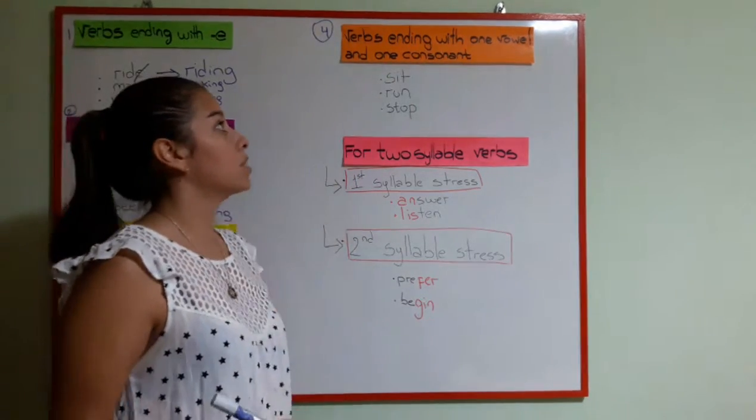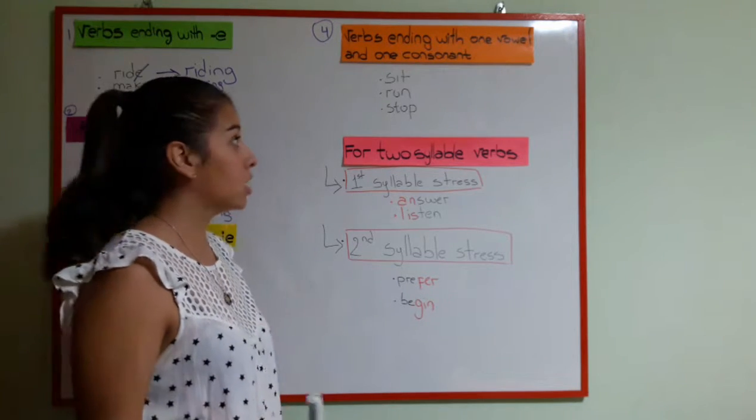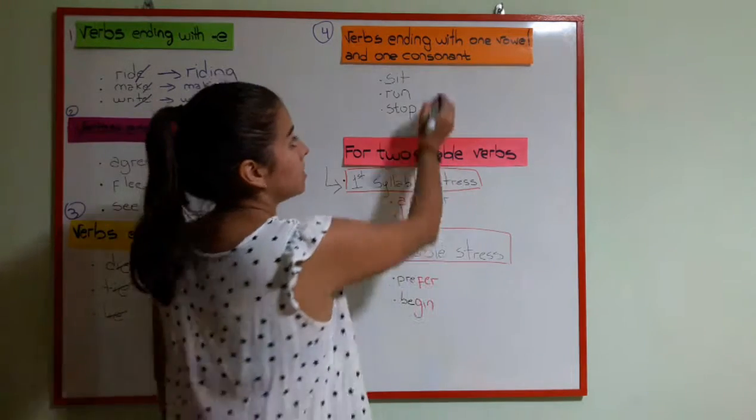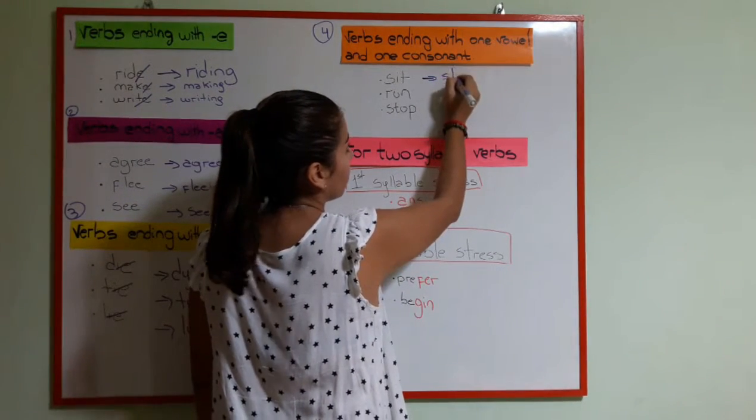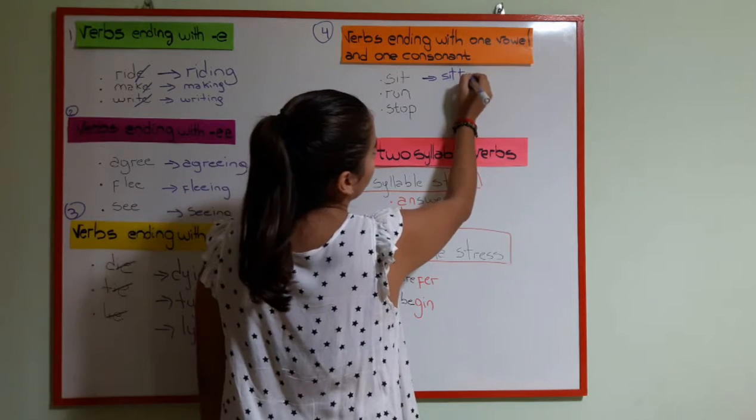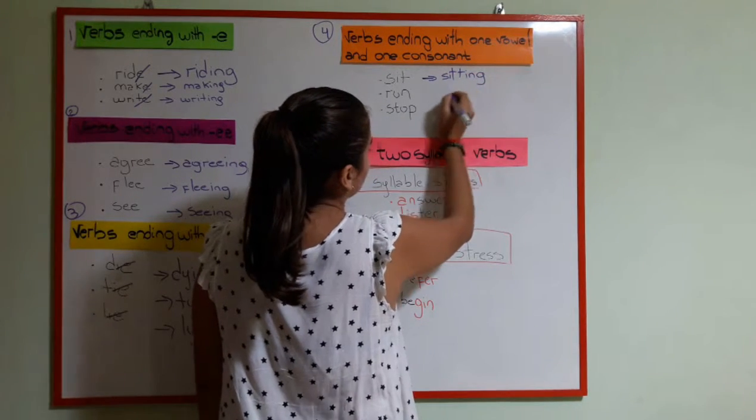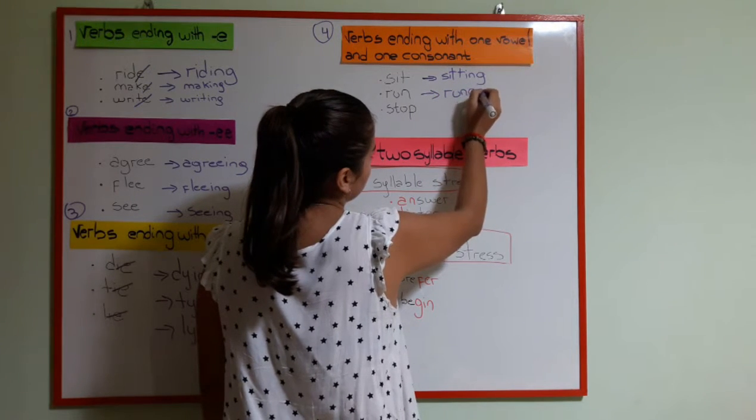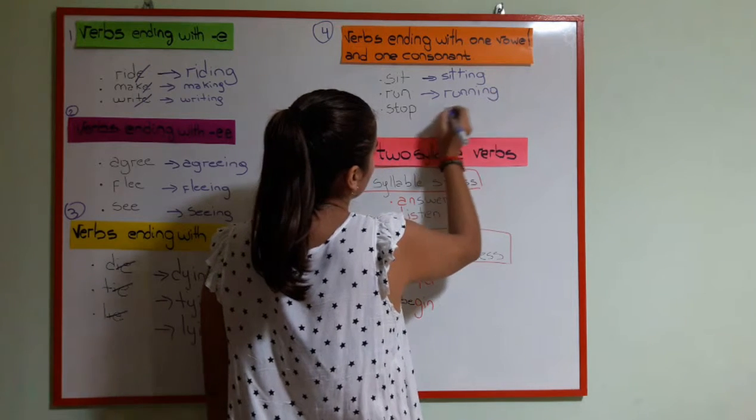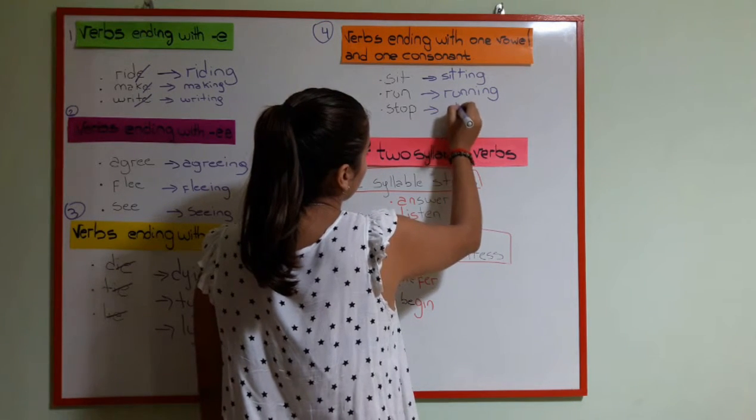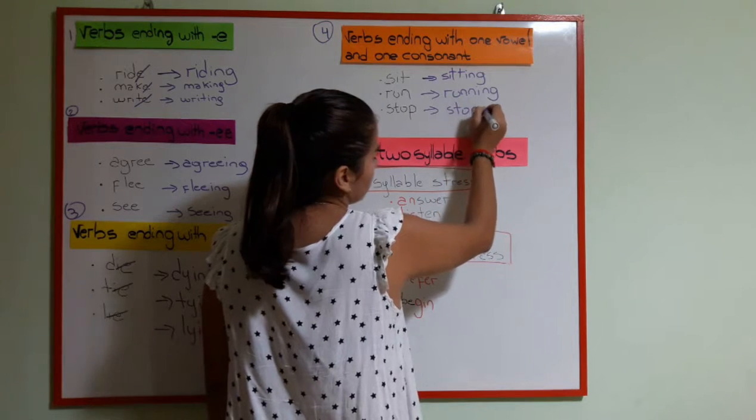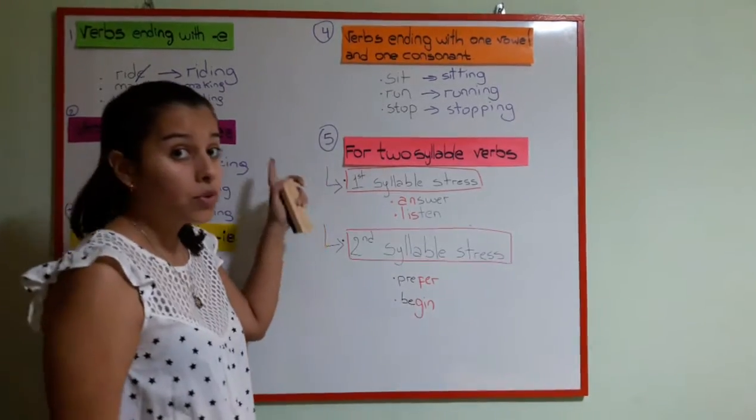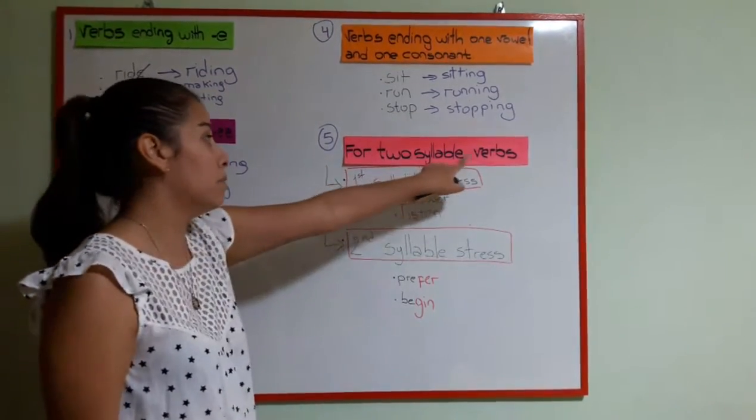The fourth rule. For verbs ending with one vowel and one consonant, we double the last consonant. Yes? Sit, sitting; run, running; stop, stopping.